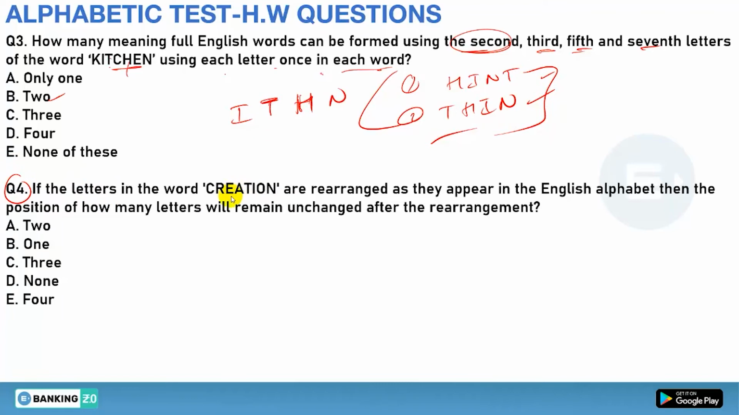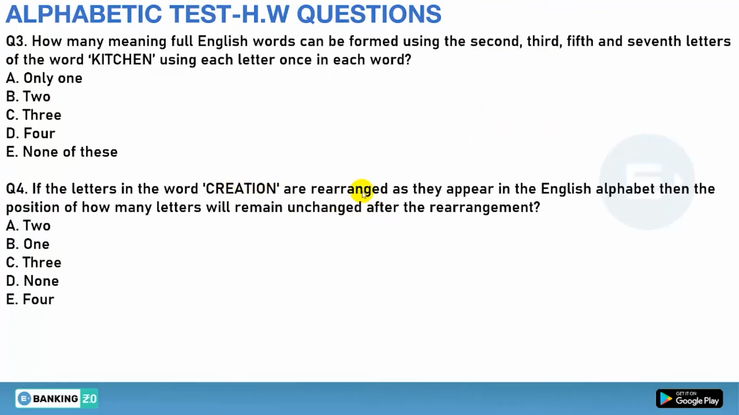If the letters of the word creation are rearranged as they appear in the English alphabetical order, then the position of how many letters will remain unchanged? So first of all, we have to rearrange in English alphabetical order. So if you are writing CREATION, first of all it should be A, because it will be A first of all, then it will be C, after that it will be E.